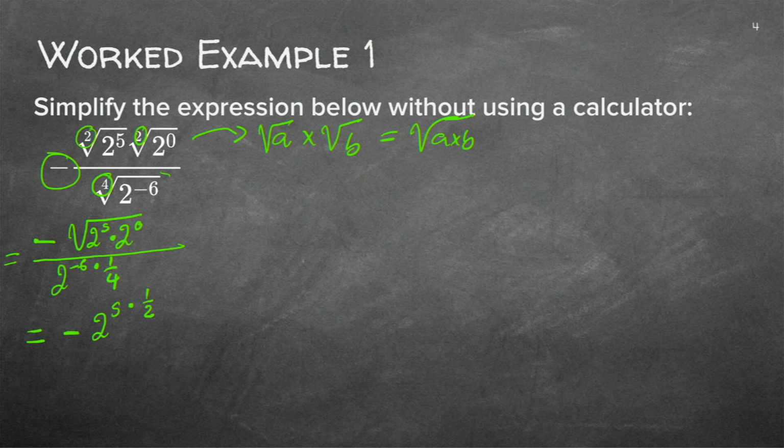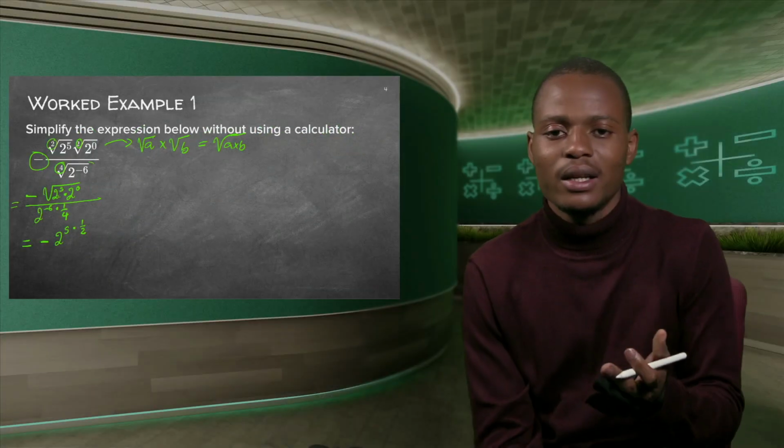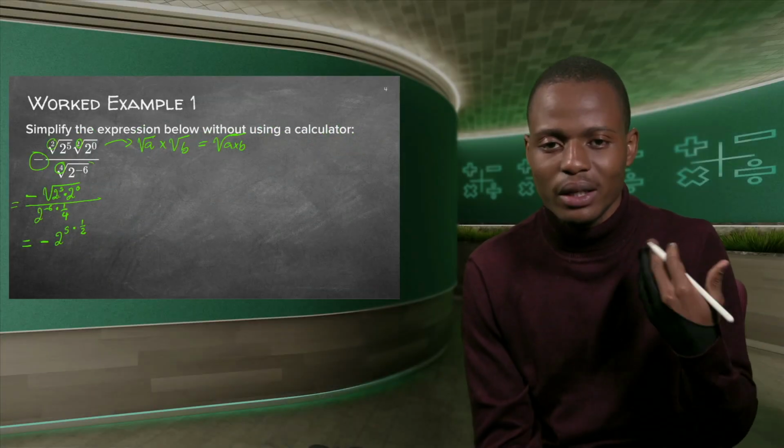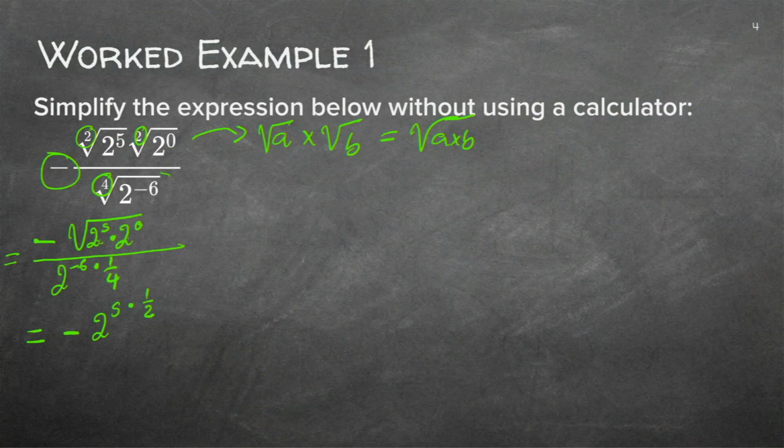Because of 2 to the power of 0, if you add the exponents, the bases are the same, so you have 5 plus 0, it's still 5. There's no point of us adding any other number because 5 plus 0 is actually 5. The reason why I said 1 over 2 is because I removed the square root sign. And I divide this now by 2 to the power of negative 6 over 4.